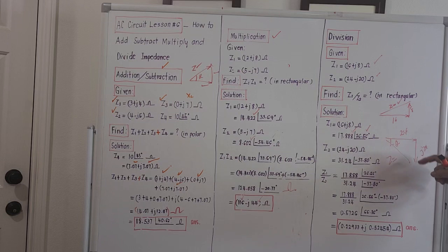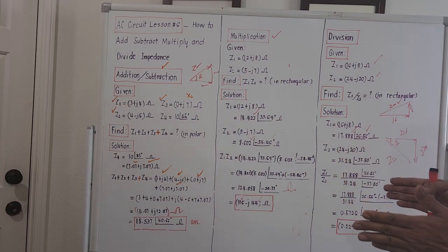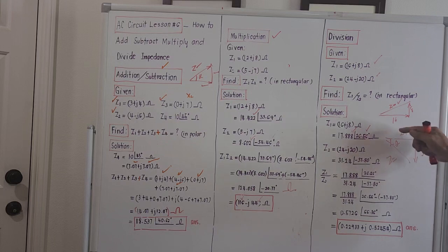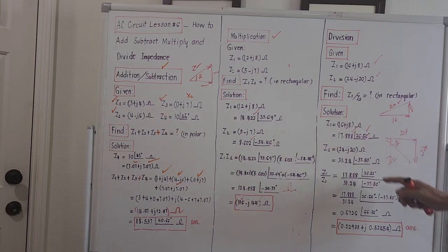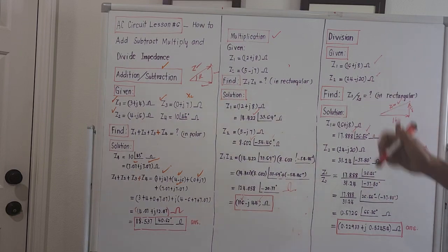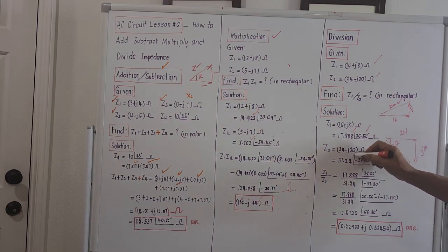Take the ratio of 20 divided by 24. Okay, press arc tangent. It should be less than 45 degrees. This is 37.80 degrees. The sign is negative because this is downward, right? The angle is in the fourth quadrant. To get the magnitude, take the cosine of negative 37.80 degrees. You divide that to 24. What will come out should be 31.24.